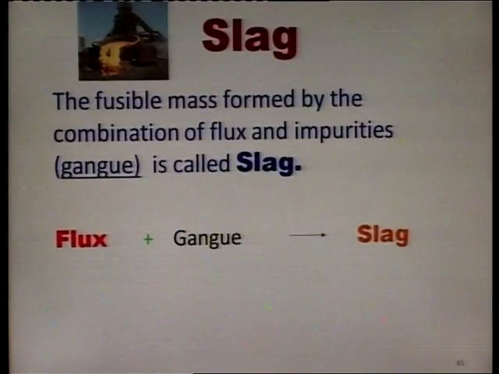What is slag? The fusible mass formed by the combination of flux and impurities, meaning gangue, is called slag. Flux plus gangue, slag is formed.